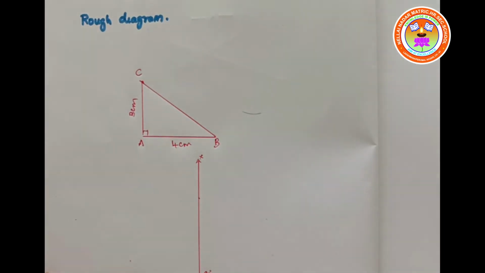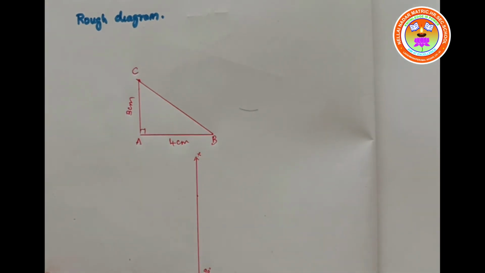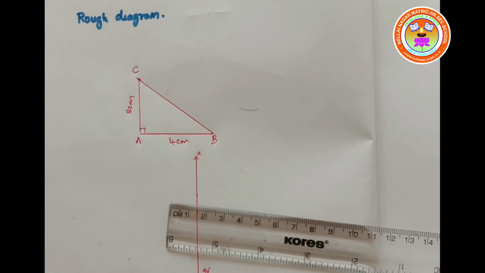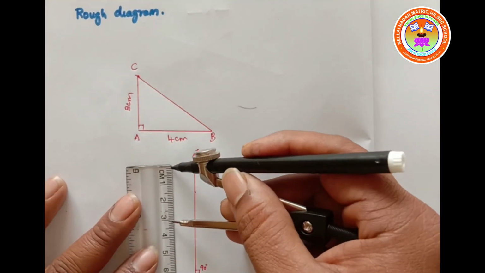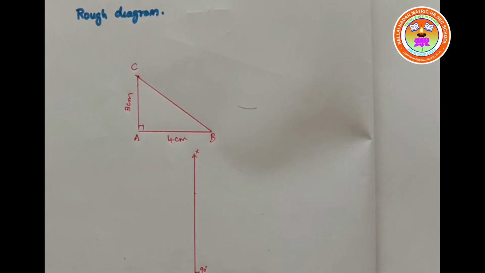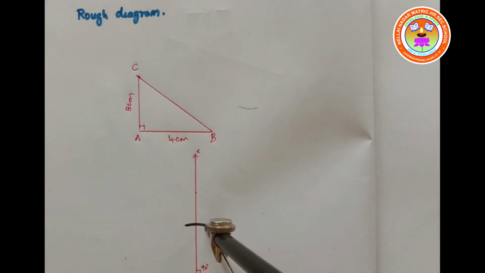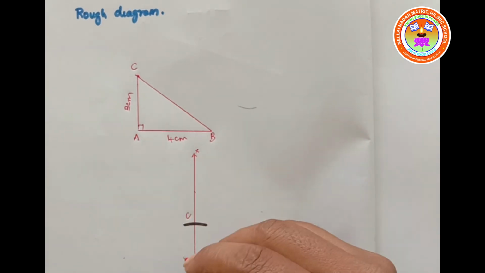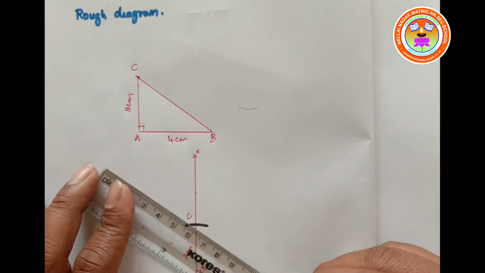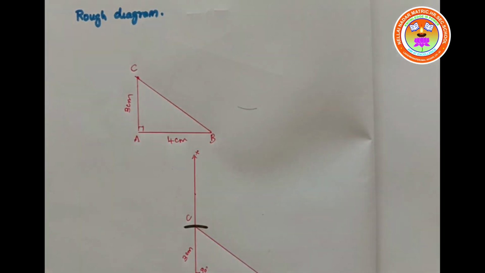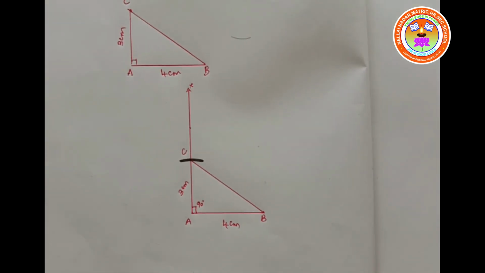Now A to C, how many centimeter? A to C is 3 centimeter. With the help of scale, you are going to measure 3 centimeter. From angle A, you are going to take 3 centimeter and cut an arc. It's clear children? Now this point is what? C. 3 centimeter. Now join BC. After joining BC, you get what? A right angle triangle.